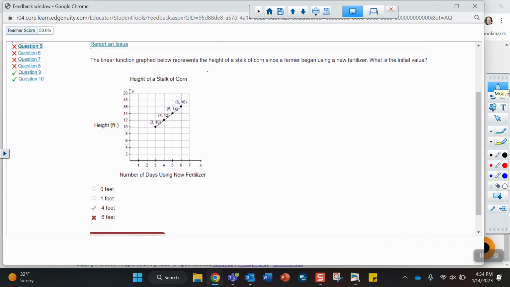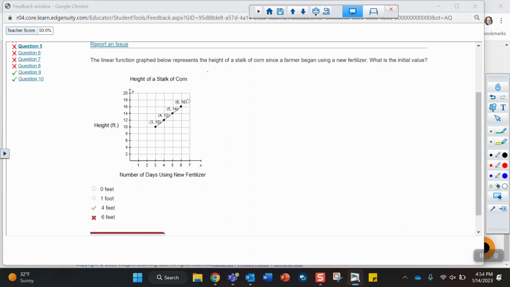Question 5 says, a linear function graph below represents the height of a stalk of corn since a farmer began using a new fertilizer. What is the initial value? We can work backwards here on this table. As you can see, every day the corn grows 2 feet. So on day 3 it was 10, on day 4 it was 12, day 5 15, and day 6 16.